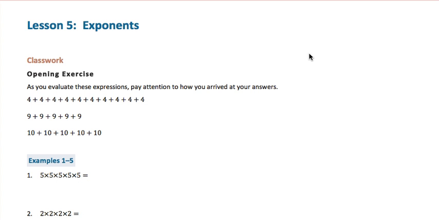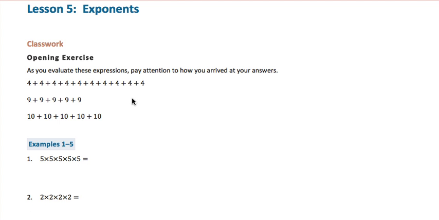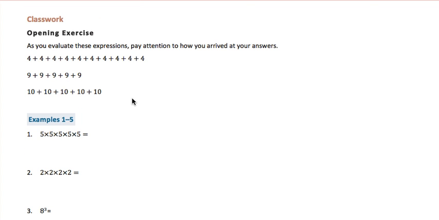For lesson 5, we're going to look at exponents. In the opening exercises, we're repeat adding. And so if we add 4 10 times, we'll end up with 40. And if we add 9 5 times, we'll end up with 45. And if we add 10 5 times, we'll end up with 50.